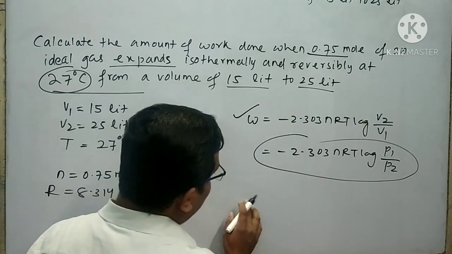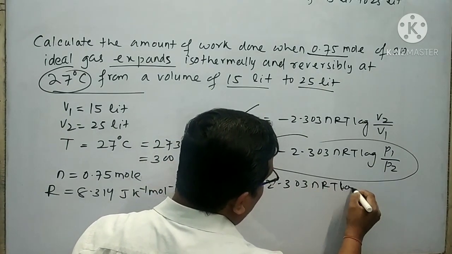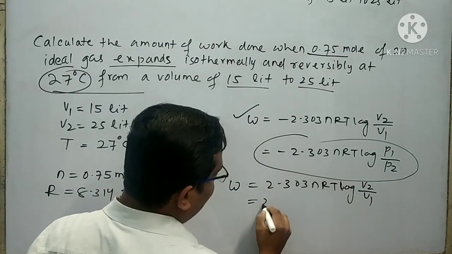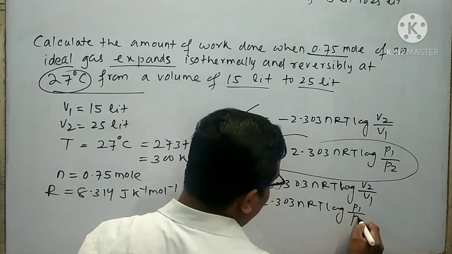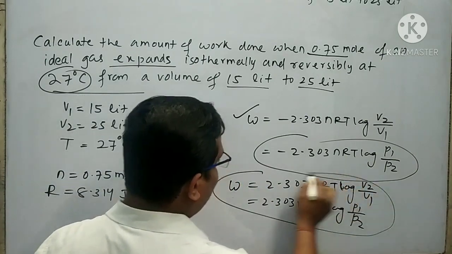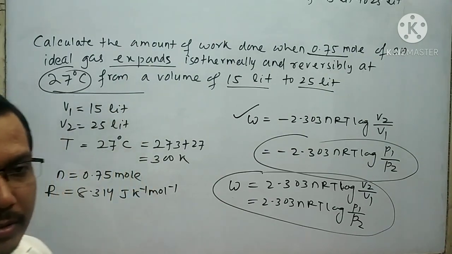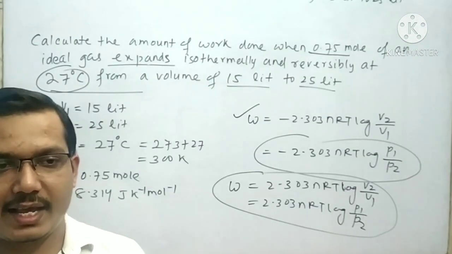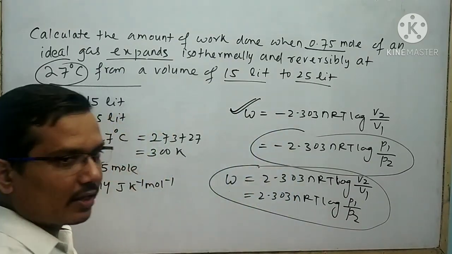On the other hand, we also know that W equal to 2.303 nRT log of V2 by V1, and W equal to 2.303 nRT log of P1 by P2. We cannot apply these two formulas because here the gas expands, so it is bound to apply the formula related to the isothermal expansion of an ideal gas. So according to the question, it is bound to apply this formula.